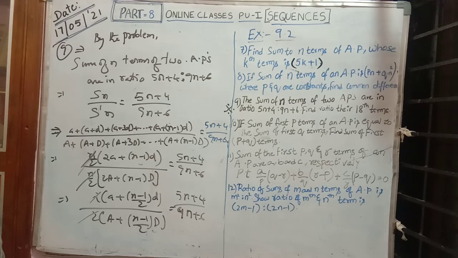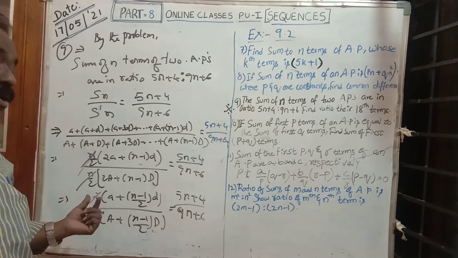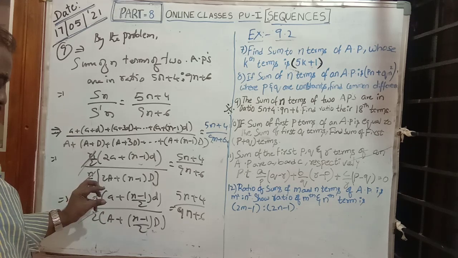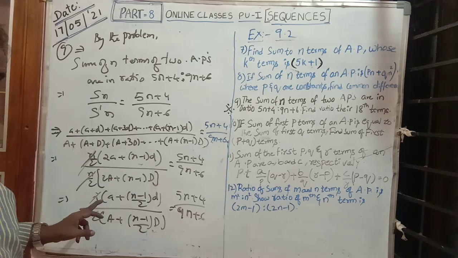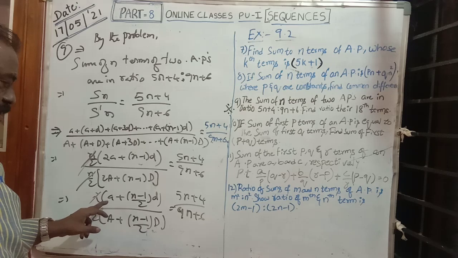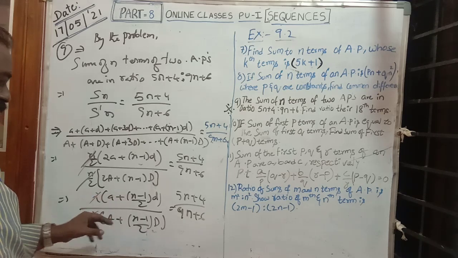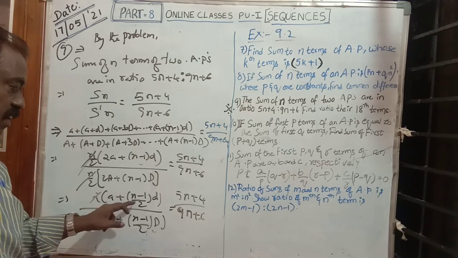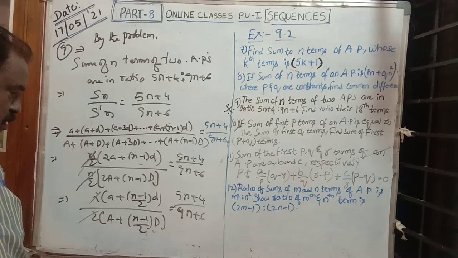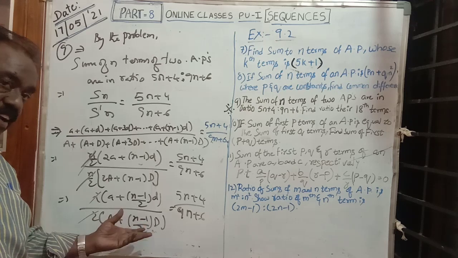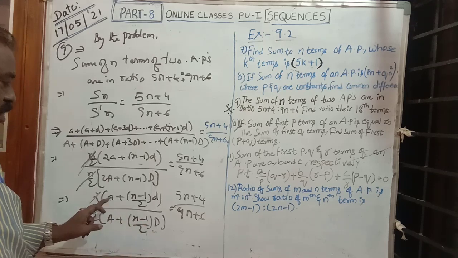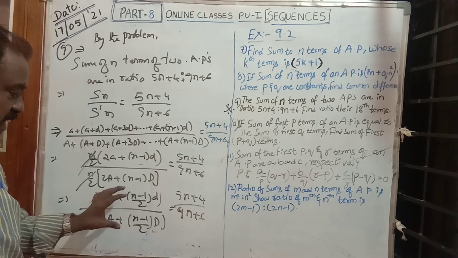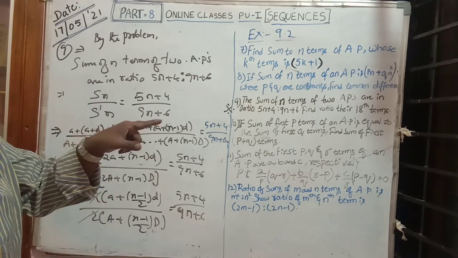2 cancels. Why am I taking 2 as common? In order to get A plus something D, listen here, this is the main concept. Here is the twist. A plus 9D means the 10th term. Capital A plus 9D means the 10th term. A plus 15D is the 16th term. Like that.